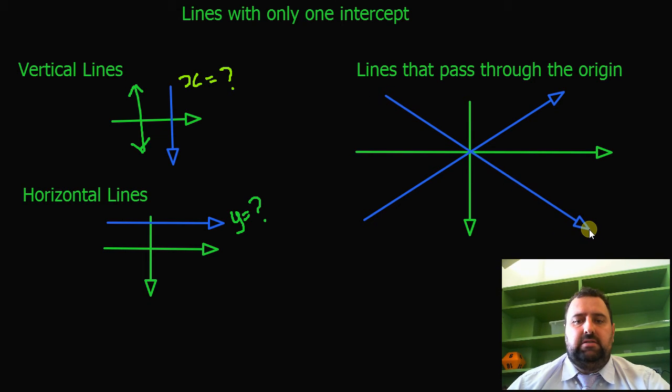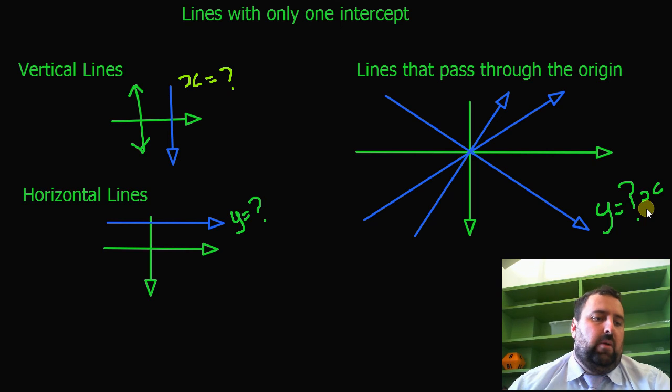Any line that passes through this point only has one intercept, because it intercepts the x and y axis at the exact same point. Okay, now these lines have an equation of y equals something x. Okay, we'll talk more about what that something potentially could be later.